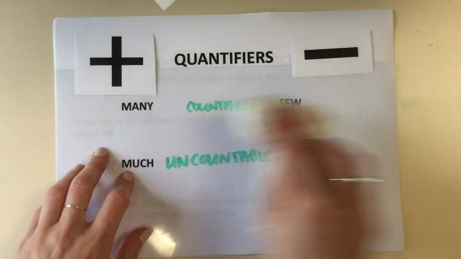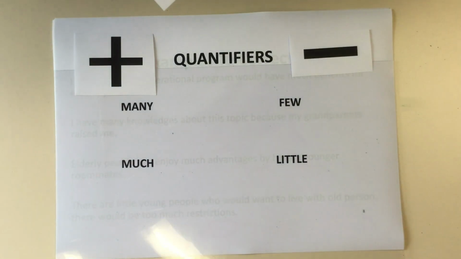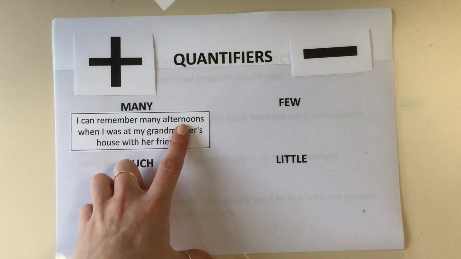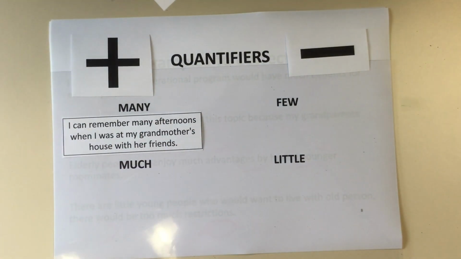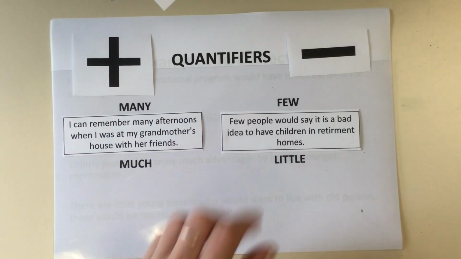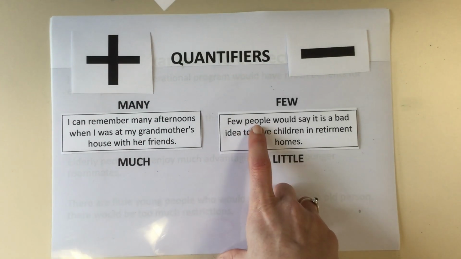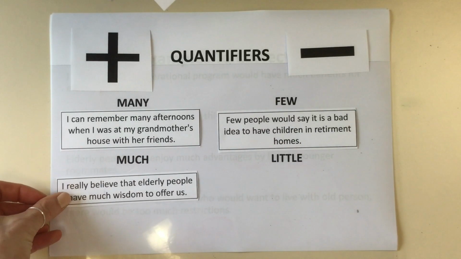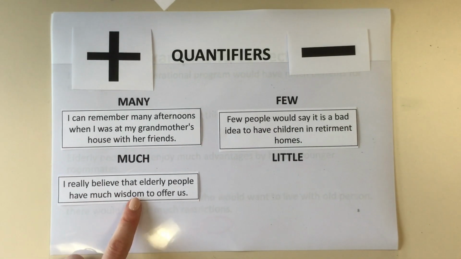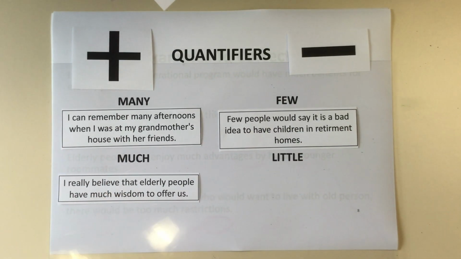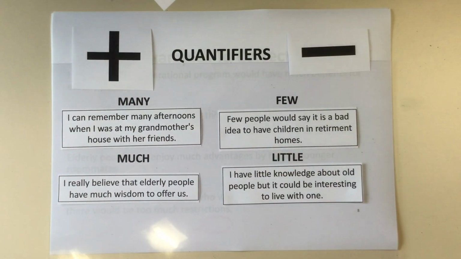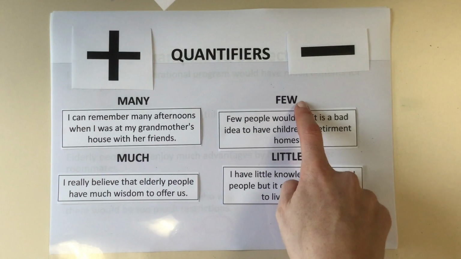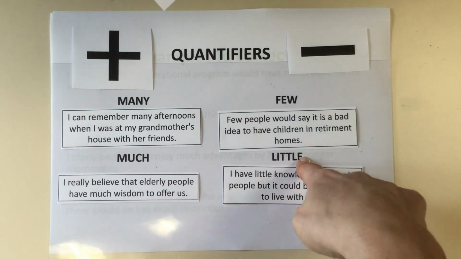Here are some good examples from your writing tasks. Afternoons is a countable noun, so we use many. Here, people is also a countable noun, so we use few. Here, wisdom is an uncountable noun, so we have to use much. And knowledge here is also an uncountable noun, so we use little. So many and few with countable nouns, much and little with uncountable nouns.